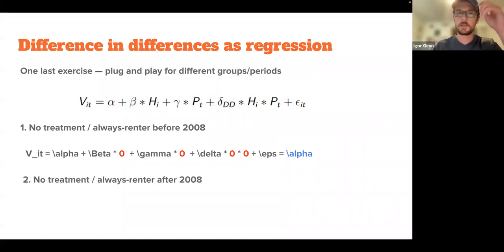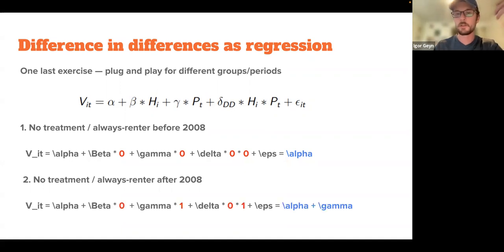Similarly, we can do the same thing for the control group in the post-treatment period. The only difference is that now H is still 0, but P is 1. And so beta is still zeroed out as it was before. Gamma is instead kept in. And the product of H and P, the product of these two variables, for the control group in the after period is still going to be 0 because 0 times 1 is 0. And so what is our estimate of the average turnout rate, the average of the outcome variable in the post-treatment period? That's just alpha plus gamma, which is to say it's what's left over here.